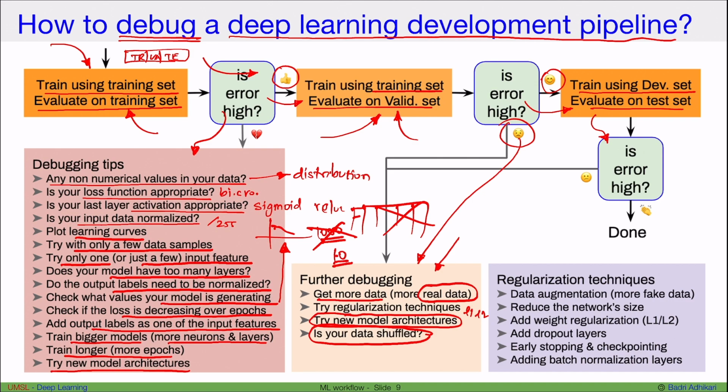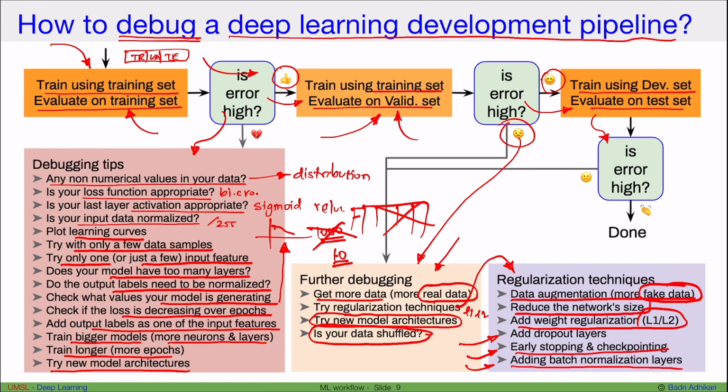Now, talking about the regularization techniques, here are some techniques to regularize your model. The first technique is data augmentation. That is, we bring in more fake data from the existing data. The next technique is to reduce the network's size. And also try weight regularization like L1 and L2 regularization. The other technique is to add dropout layers. We also want to make sure we are using early stopping and checkpointing. And the last tip would be to add batch norm layers to regularize the model.